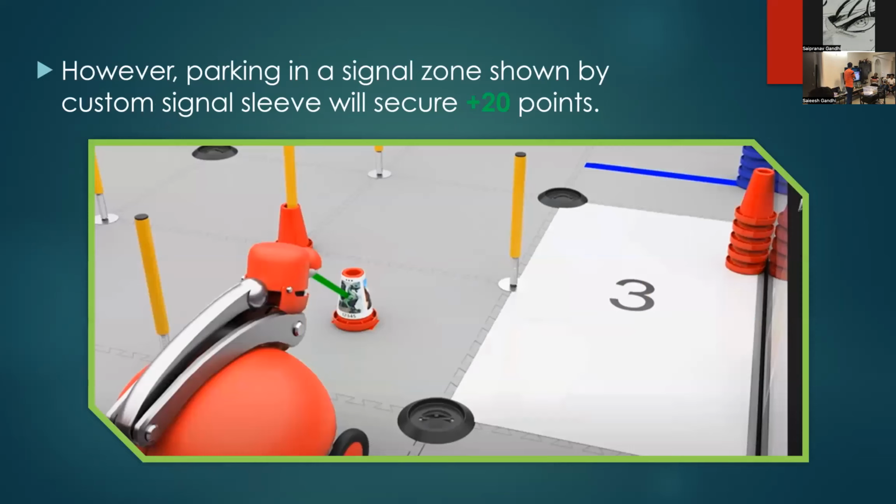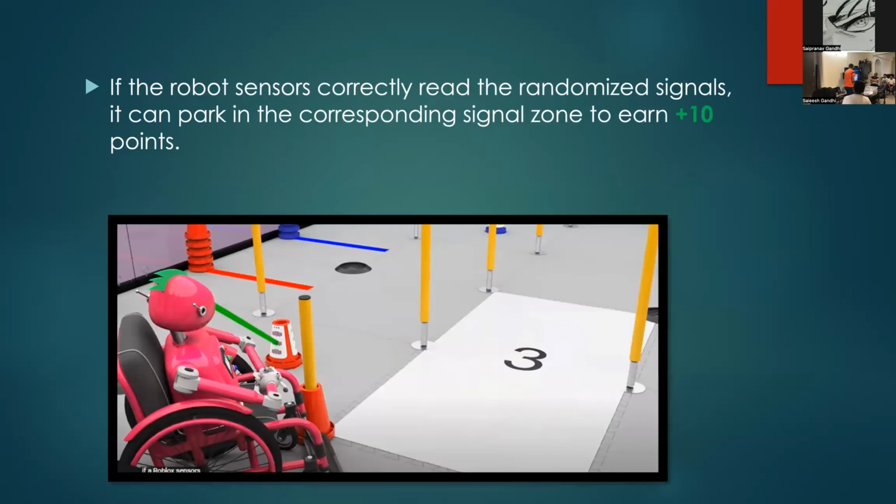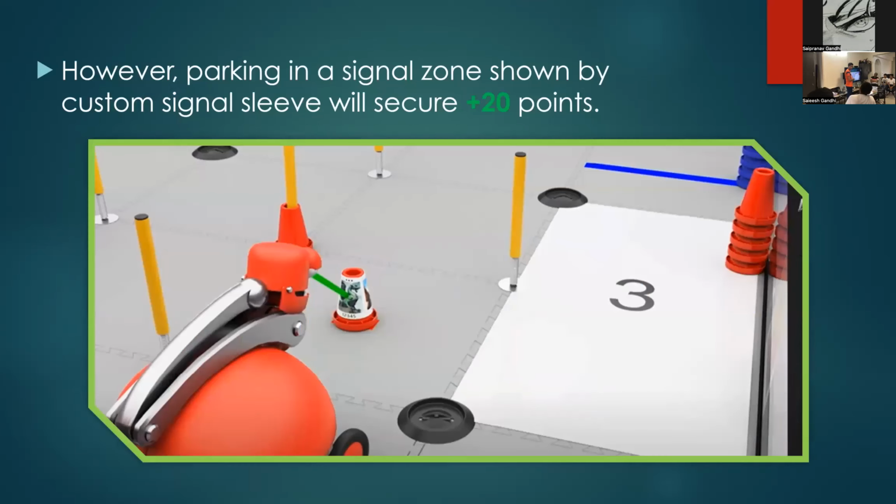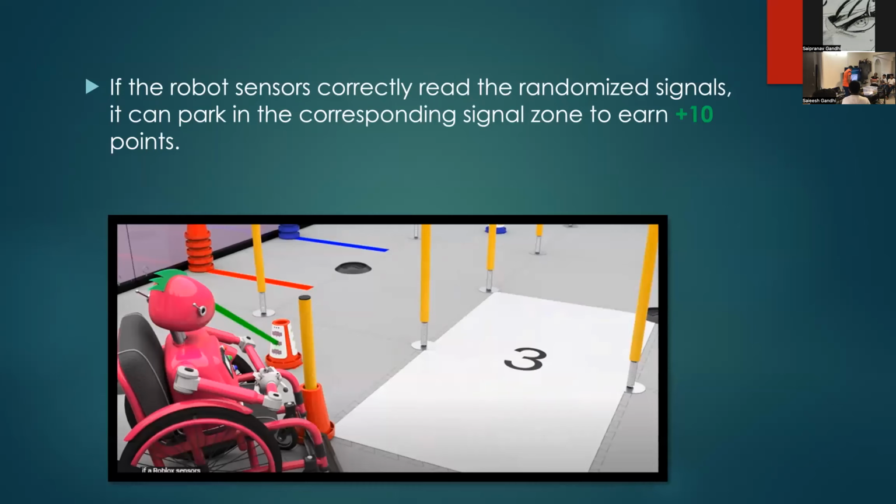However, if the parking signal is your custom signal, like a picture, it will give additional 20 points. So it will be 30 then? No, 10 plus 20, or total 20. If you read the text and reach there, 10 points. If you read from the image and reach there, 20 points. Both are images only. The first one is already given by FTC. The second is a custom one that you design yourself.